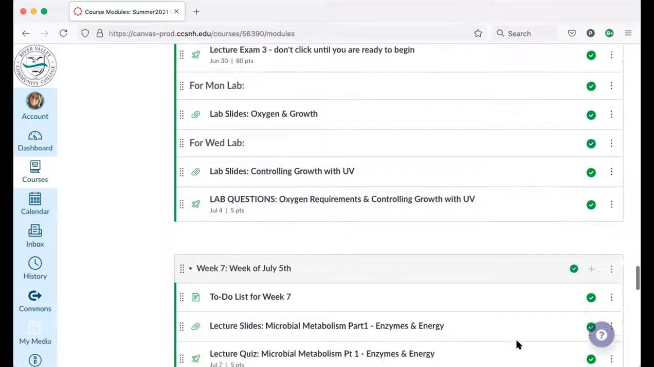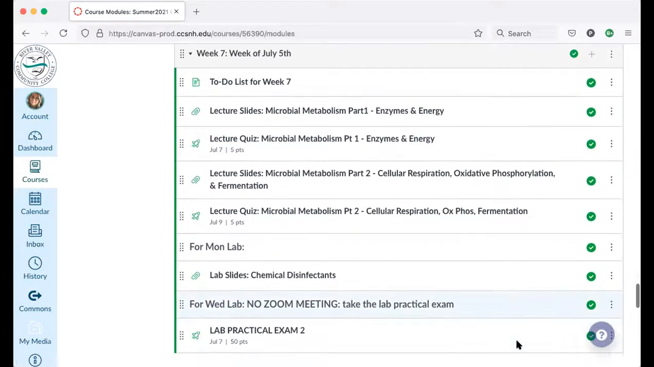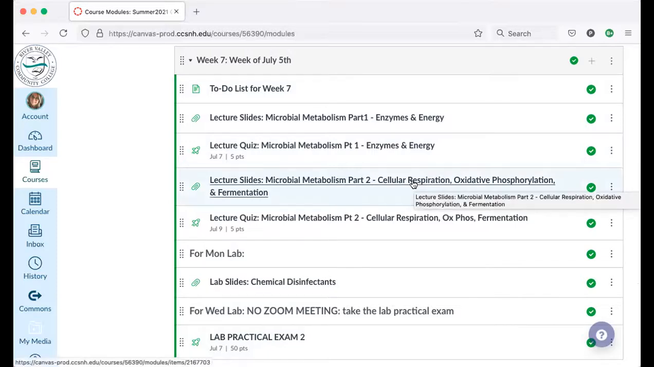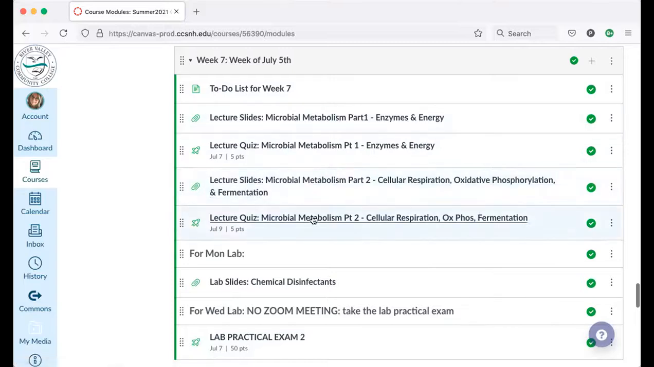Okay, so looking ahead to next week, here you can see those difficult lecture topics that I mentioned. Microbial metabolism, part 1, that's the lecture about enzymes and how enzymes function and this concept of energy. And then for the second lecture topic, we have cellular respiration, oxidative phosphorylation, and fermentation. And of course, a lecture quiz to go with each of those.